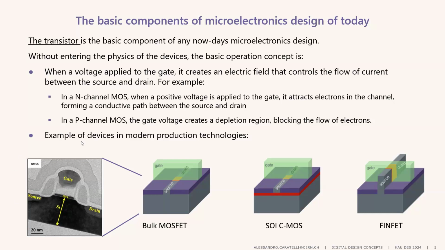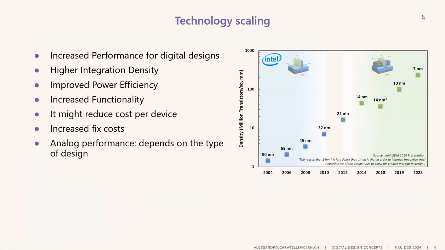And then during the last years, an important role was taken by what we call technology scaling. So basically the reduction of this dimension, the minimum size that can be manufactured. And by reducing the size of this transistor, it brings several advantages and also some disadvantages. But you can increase the performance, mostly for digital designs, get higher integration density, improve power efficiency, and increase the functionalities or the quantity of objects that you can have on a chip.